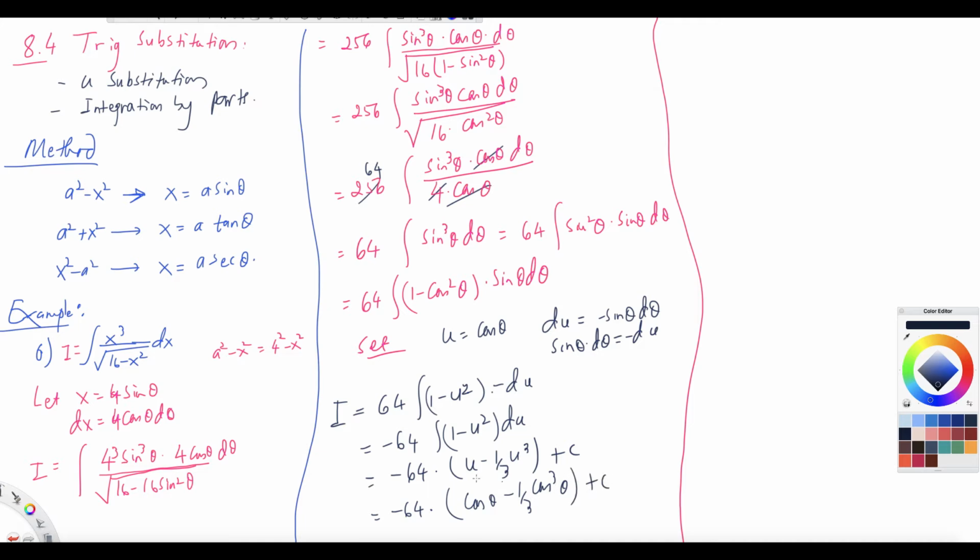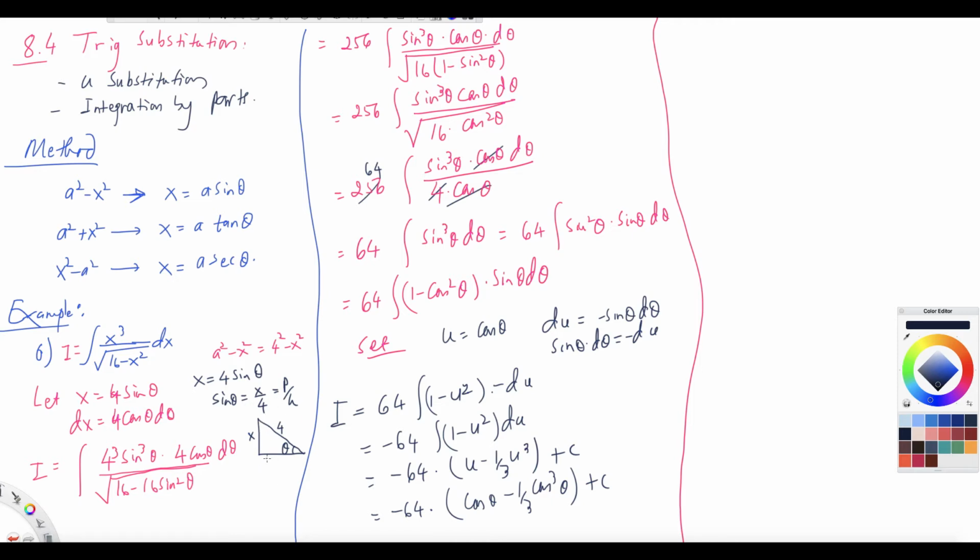Now you see that our question was in terms of x, but our answer cannot be in terms of theta. We need to go back to x. So how do I do that? You see that x equals 4 sine theta, right? So sine theta equals x over 4. If you make a right triangle, sine is perpendicular over the hypotenuse. Suppose this is theta, perpendicular over the hypotenuse, so that is x, and that should be 4. That is like p over h. So p is x, and h is 4.